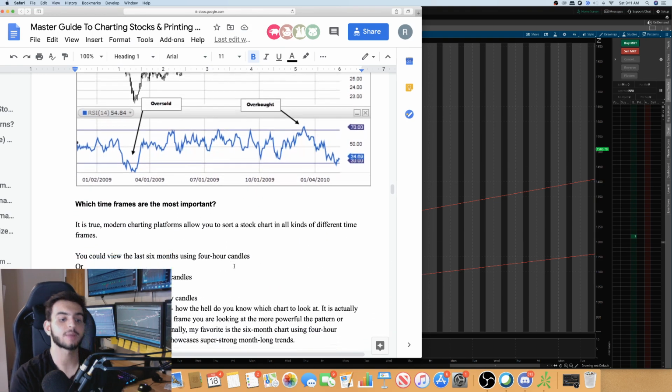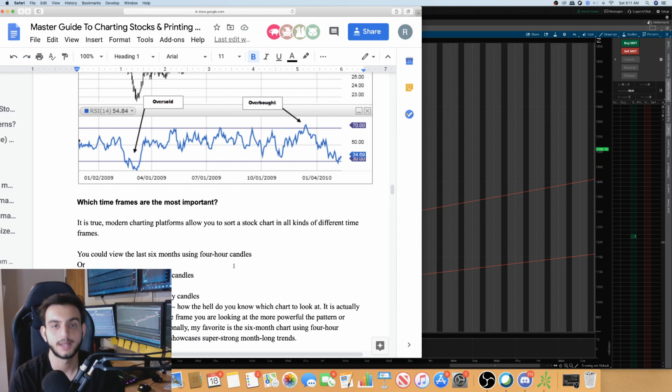Now, what time frames are the most important? This is a very popular question, right? Modern platforms allow you to look at all kinds of time frames. You want to look at the 15-second chart? You can look at the 15-second chart. You want to look at the 15-year chart? You can look at the 15-year chart. If you want to look at the 5-second with 1-second candles, you can do that. If you want to look at the 15-year with 1-year candles, you can do that, right? So what am I supposed to do? What time frames am I supposed to look at? This, to me, is totally up to your own preference. For me, the longer the time frame, the more powerful it is. Don't ever forget this. The longer the time frame, the more powerful it is.